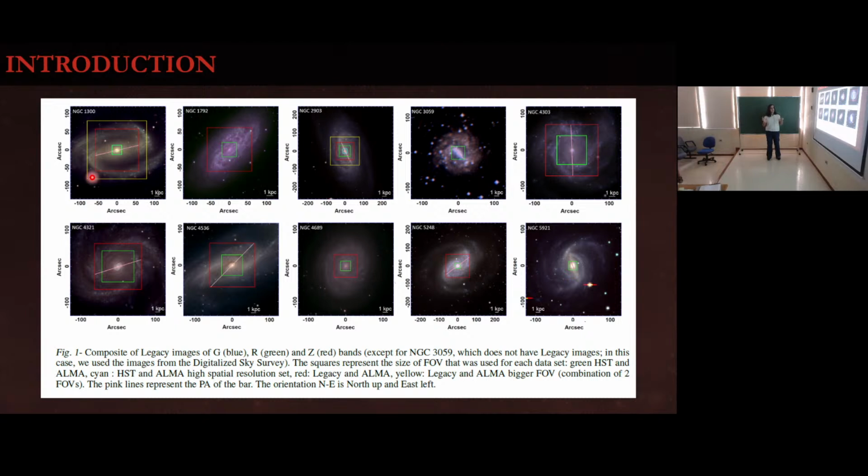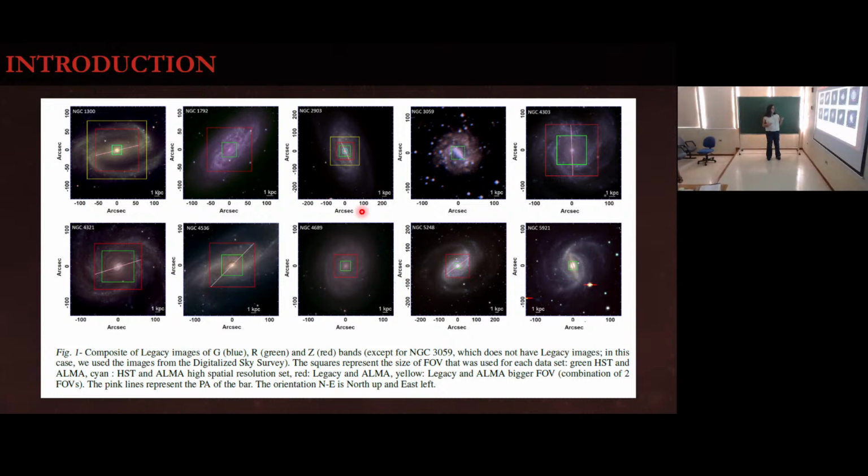And in many cases, the data cube used for the red square from ALMA is the same as for the green square. However, in the green squares, we use the associated red image from HST that has better spatial resolution. We also have the cyan squares that represent even smaller fields of view using HST, but in this case with ALMA data with higher spatial resolution than the other ones.